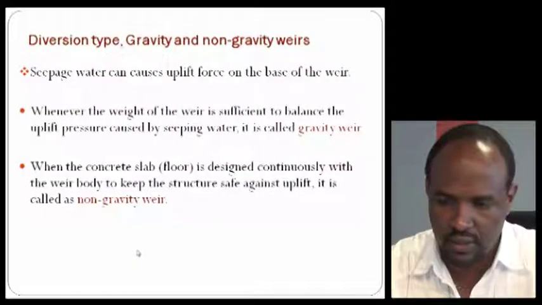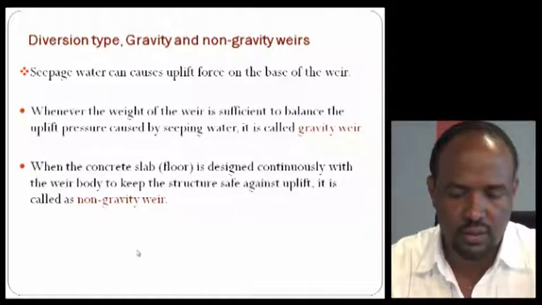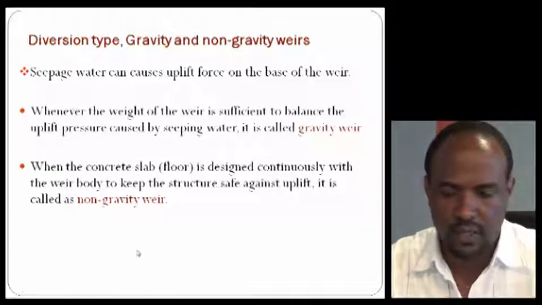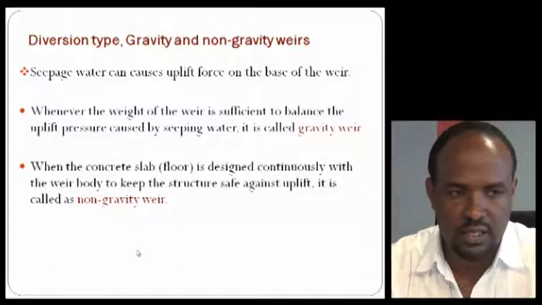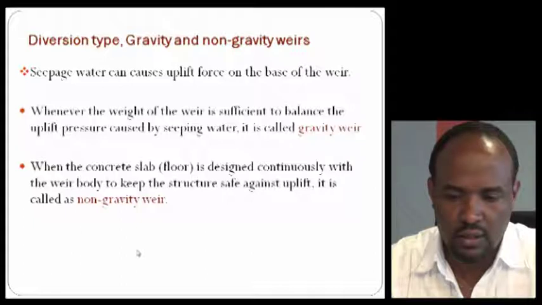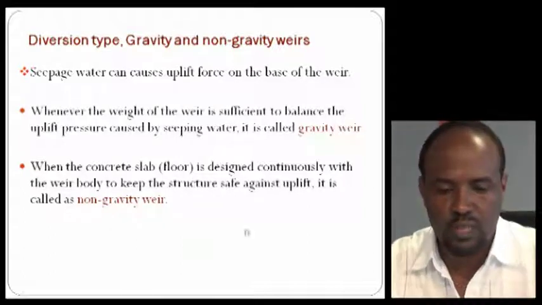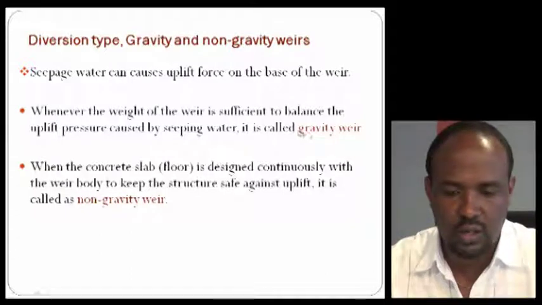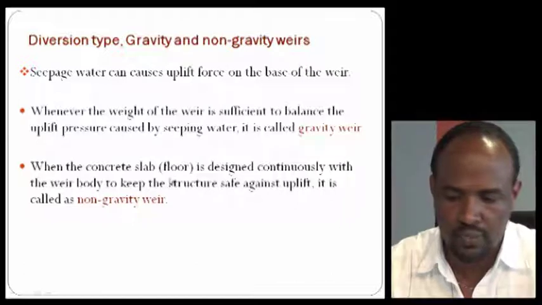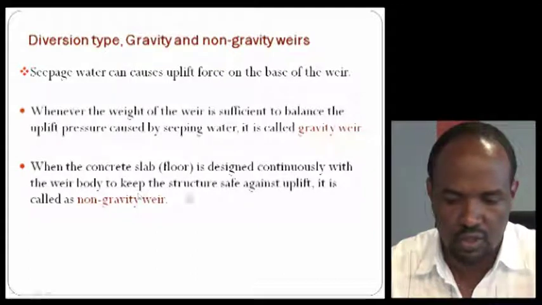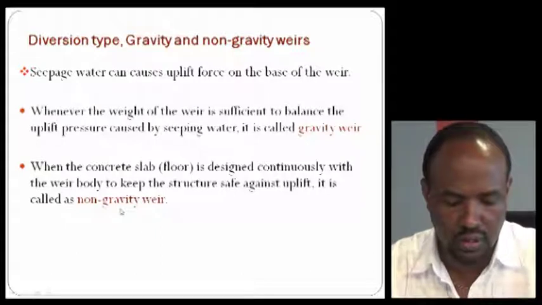It could be rockfill, and basically the diversion is either gravity or non-gravity. That is, the surface and subsurface flow over the structure is unavoidable. Therefore, to reduce or resist the uplift force caused by subsurface flow, we may use either a gravity weir, that is a weir which counterweights these effects through its weight, or a non-gravity weir, where the concrete slab floor is designed continuously with the weir body to keep the structure safe against uplift.